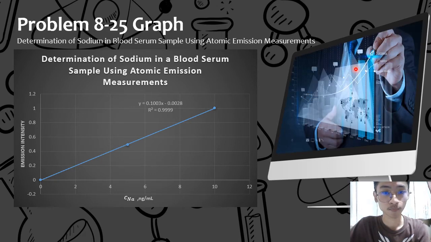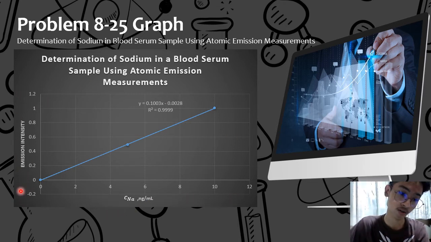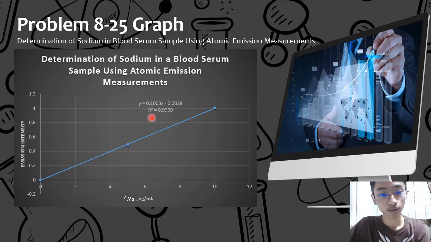The last part of our second problem is the graph. Again, I will reiterate that the concentration of the sodium is the x values and the y values are the mean of the emission intensities, and our r squared value is equal to 0.9999, and our least squares equation is our least squares best fit line.